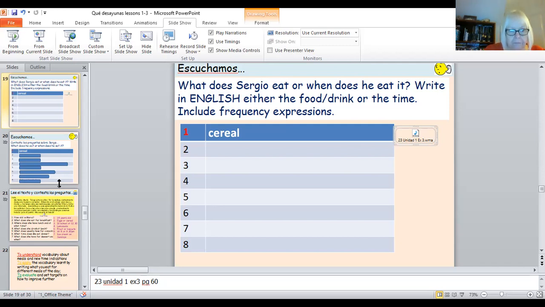Normalmente desayuno cereales. Okay, so the first one was ¿Qué desayunas? Normalmente desayuno cereales. So the answer to that is cereals, because he's answering the question, what do you have for breakfast? Okay, so I'm going to carry on now.